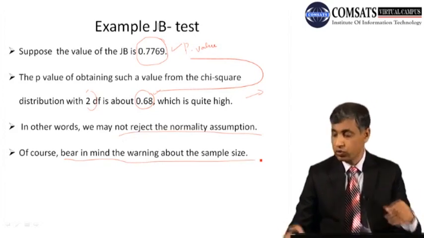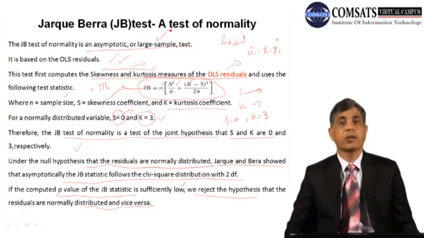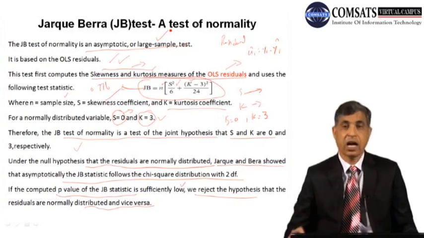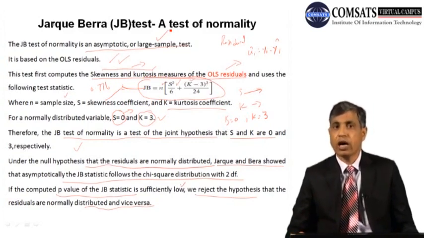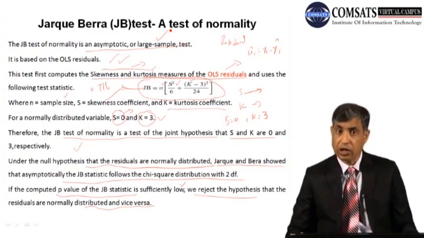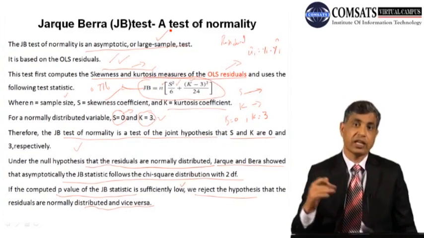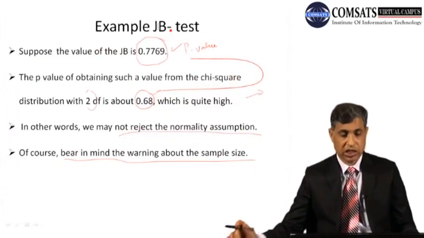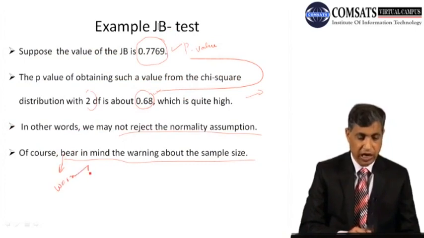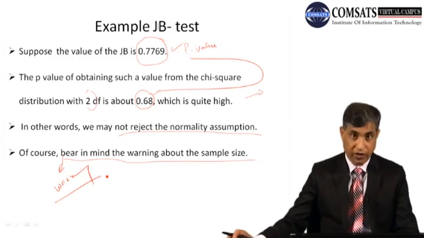Again, I would like to say that in the very first line, we said that the Jarque-Bera test is an asymptotic, large sample test, and if you apply it to very small observations, it may not give a very reliable result. So the last line is a warning for you: if the sample is small, you should avoid this.